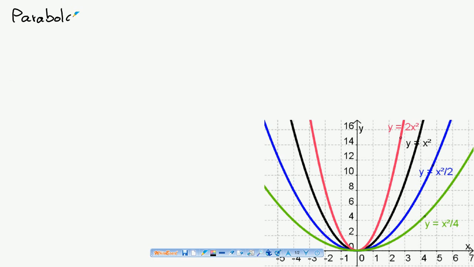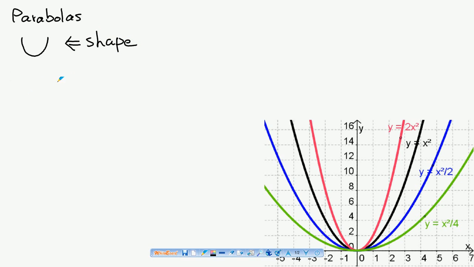Okay, parabolas generally have a shape. When we sketch a parabola on a graph, they generally have a shape like what we see here. The different parabolas all have a U shape. Okay, this is generally the shape.